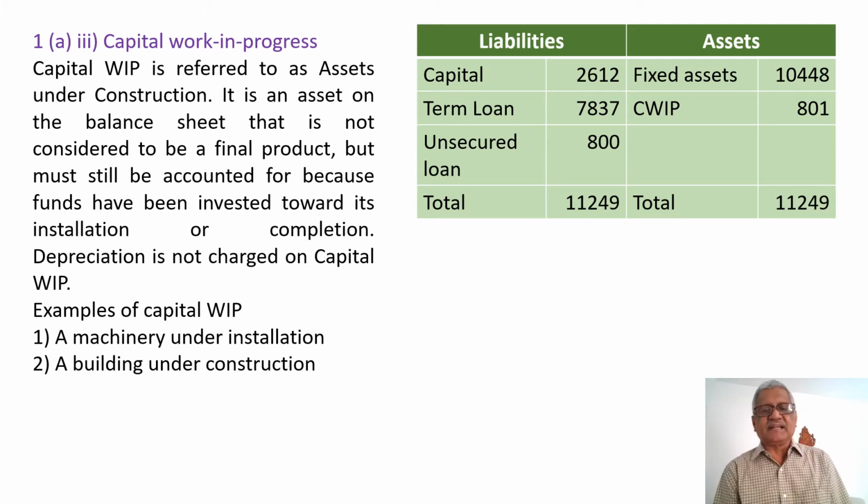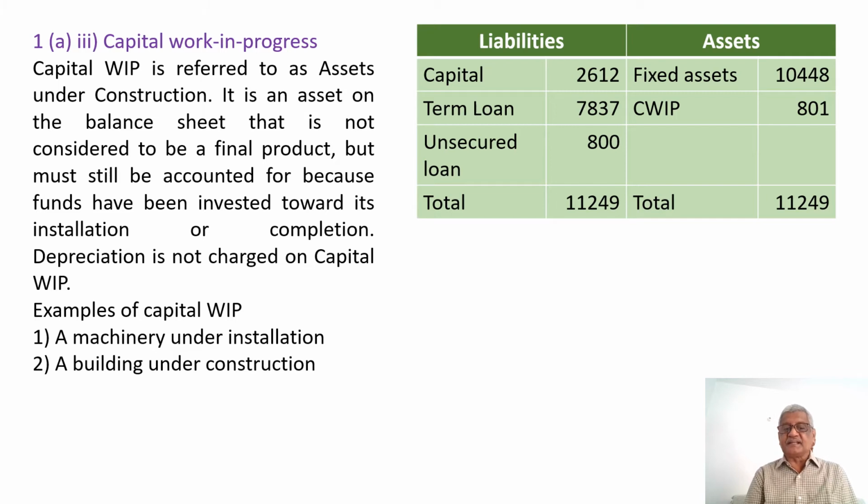Now let us understand what exactly is a capital work in progress. Capital work in progress is referred to as assets under construction. It is an asset on the balance sheet that is not considered to be a final product, but must still be accounted for because funds have been invested towards its installation or completion. Depreciation cannot be charged on capital work in progress.